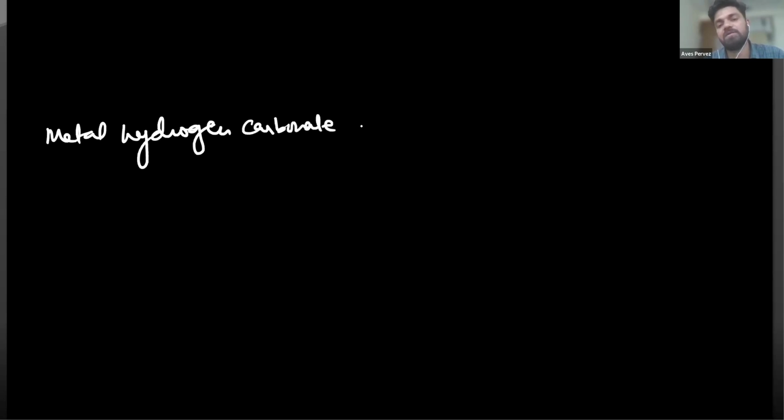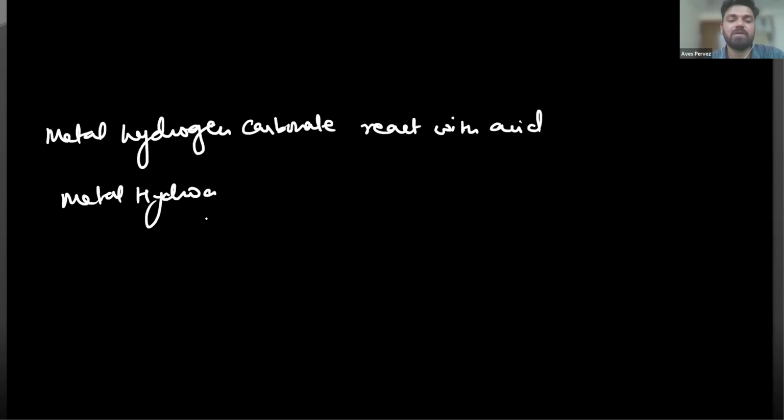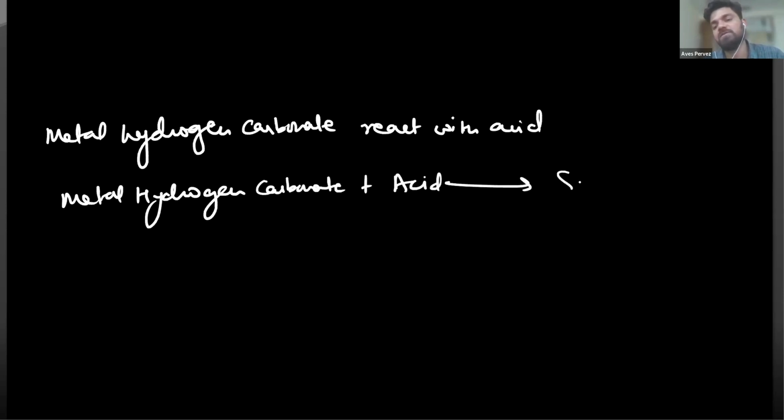What happens when metal hydrogen carbonate, which we have studied, reacts with acid? Metal hydrogen carbonate plus acid gives you salt plus carbon dioxide plus water. Here carbon dioxide will be produced. You understood?